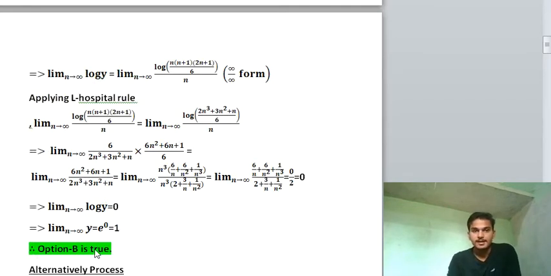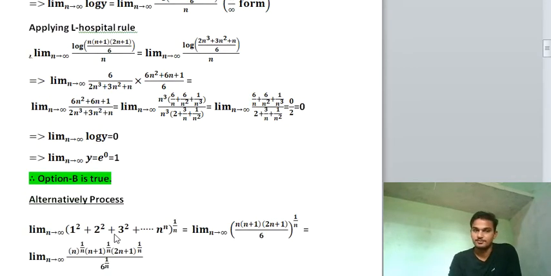Then we have to find the value of the limit as n tends to infinity of y. So the limit of y is e to the power 0, since log y tended to 0. So e to the power 0 is equal to 1. So option B is true.